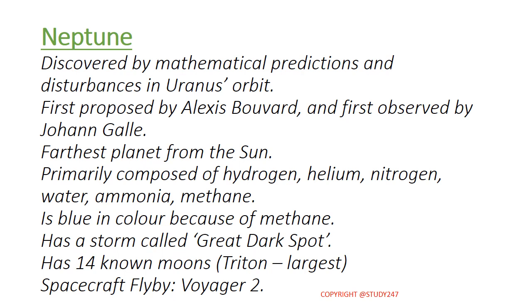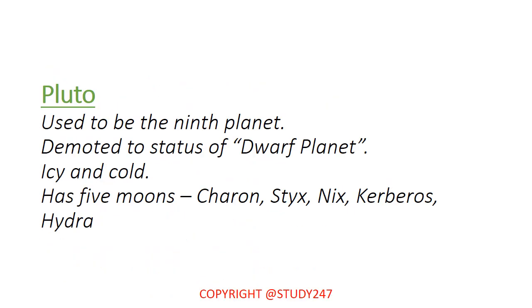Now Neptune, discovered through mathematical predictions based on disturbances in Uranus's orbit. First proposed by Alexis Bouvard and first observed by Johann Galle. It is the farthest planet from the Sun, primarily composed of hydrogen, helium, nitrogen, water, ammonia and methane. It is blue in color because of methane, has a storm called the Great Dark Spot, and has 14 known moons. Triton is the largest one. Spacecraft flyby: Voyager 2.